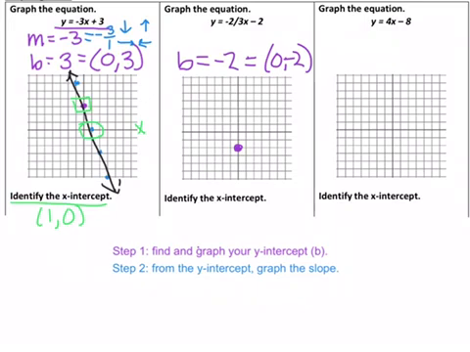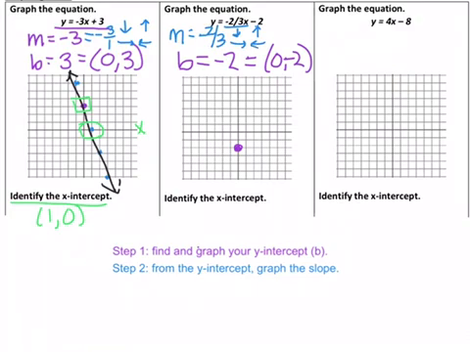Step 2 says, from the y-intercept, graph the slope. So let's find what our slope is. The slope is always the number in front of x. So our slope is -2 over 3. Now it's already as a fraction for our rise over run, but it is negative. So that means we go down 2 to the right 3. Or just like in the previous example, you do the opposite. Up 2 to the left 3.